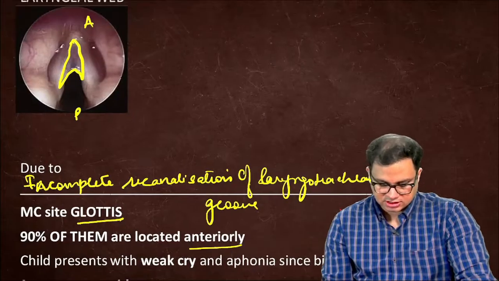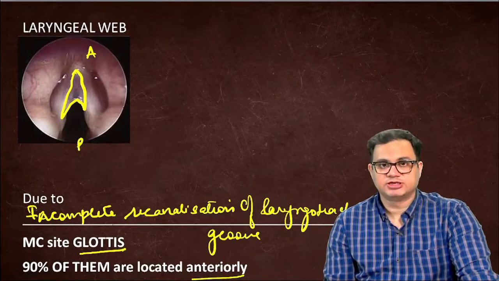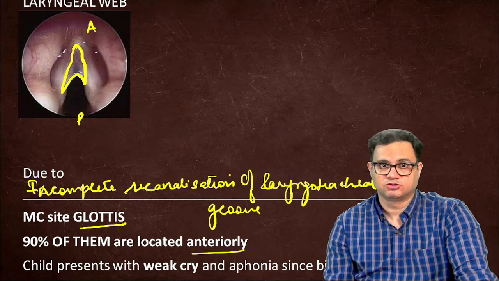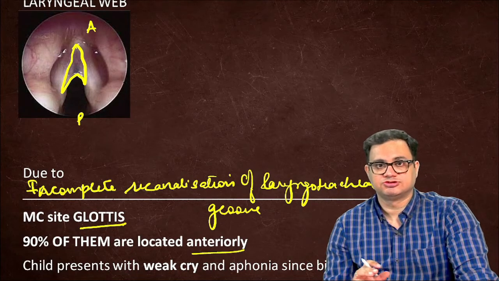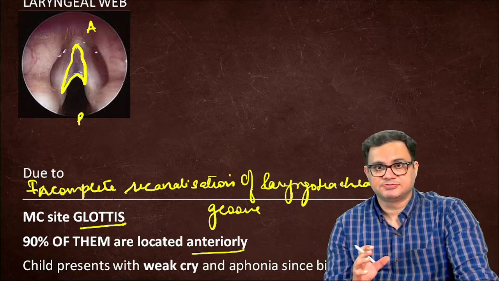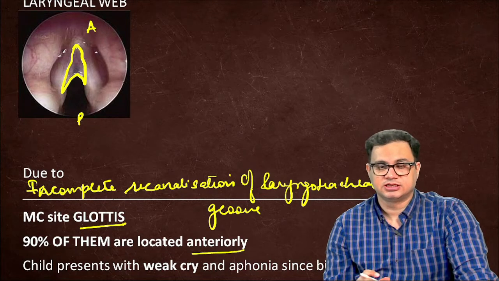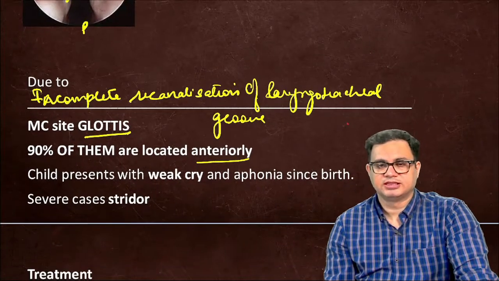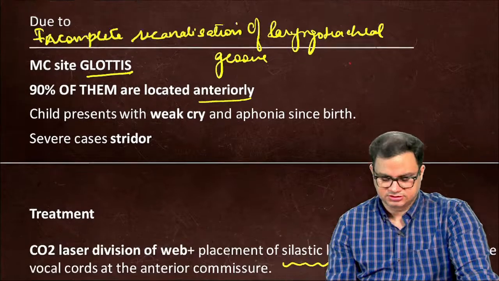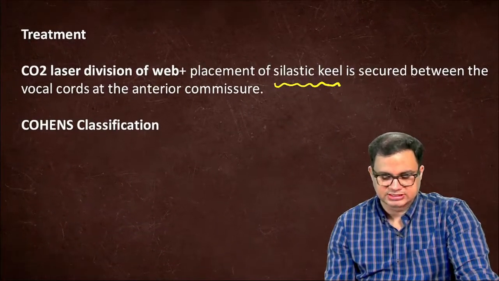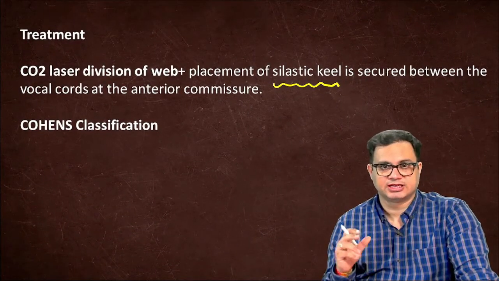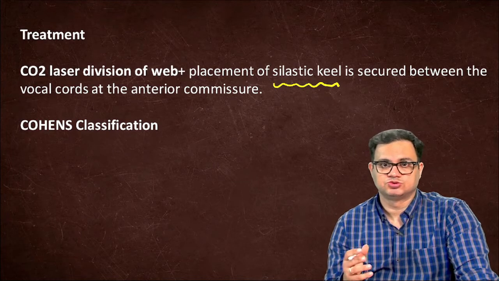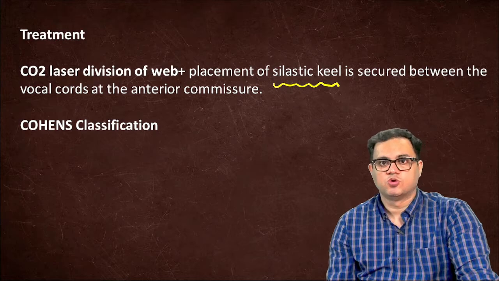Just to revise about the laryngeal web: it is basically because of incomplete recanalization of the laryngotracheal groove. The most common part of the larynx which is affected is the glottic, and 90% of them lie anteriorly. The child presents with a weak cry and aphonia since birth, and in severe cases may have stridor. The treatment is CO2 laser division of the web and placement of the silastic keel, and the classification used to grade laryngeal web is the Cohen's classification.